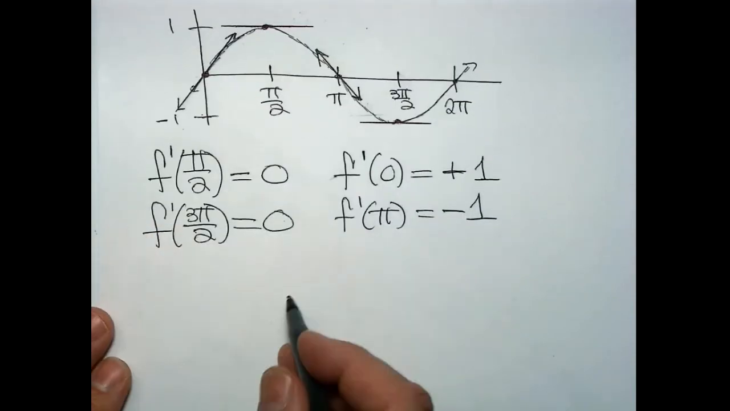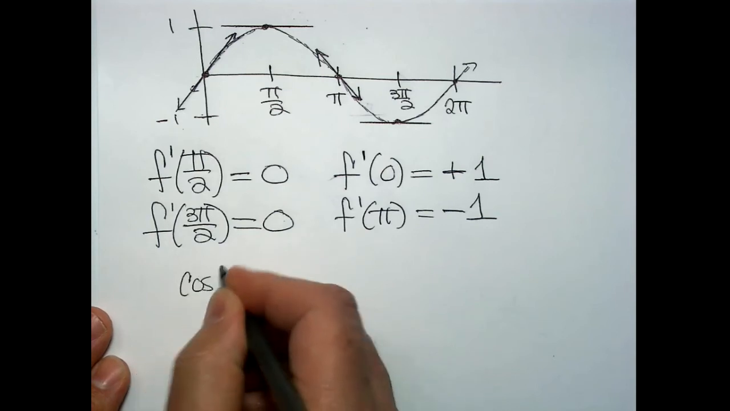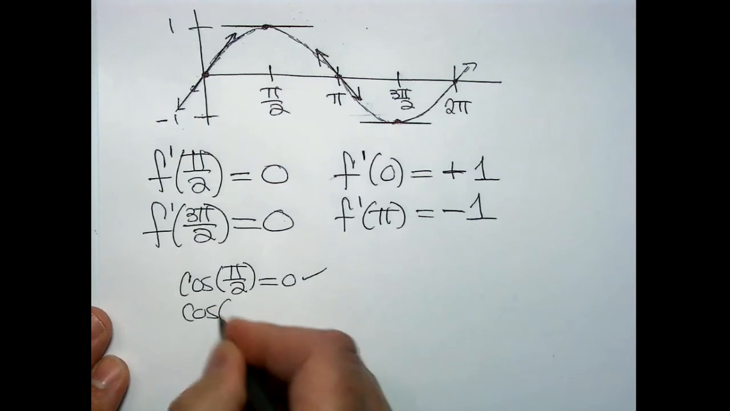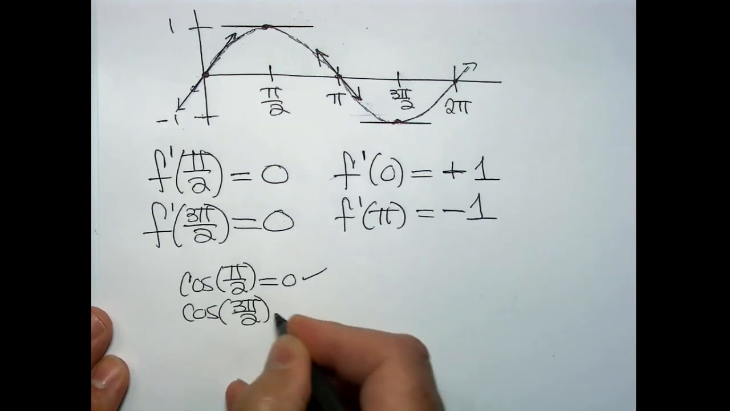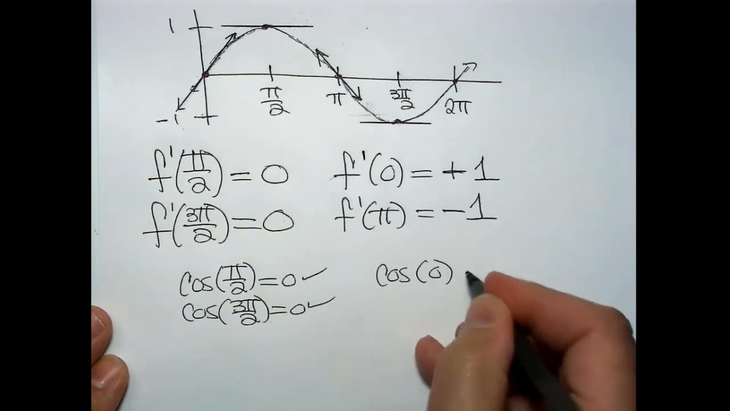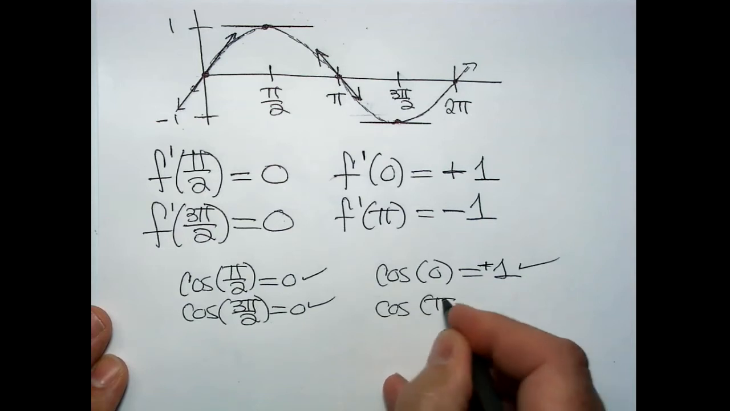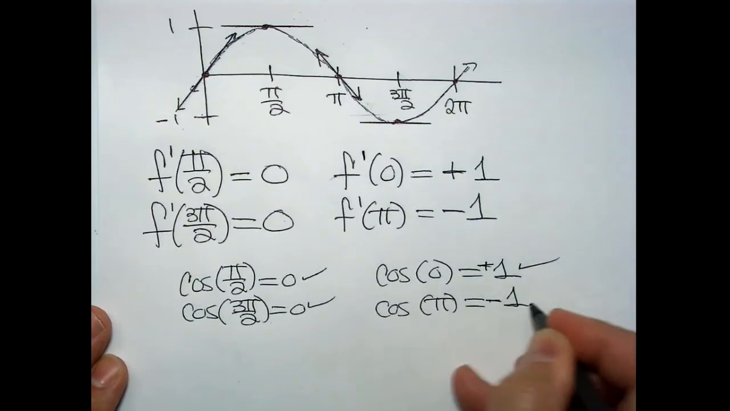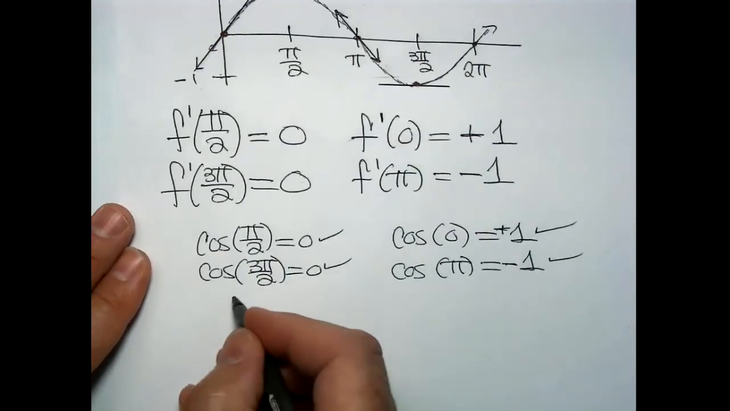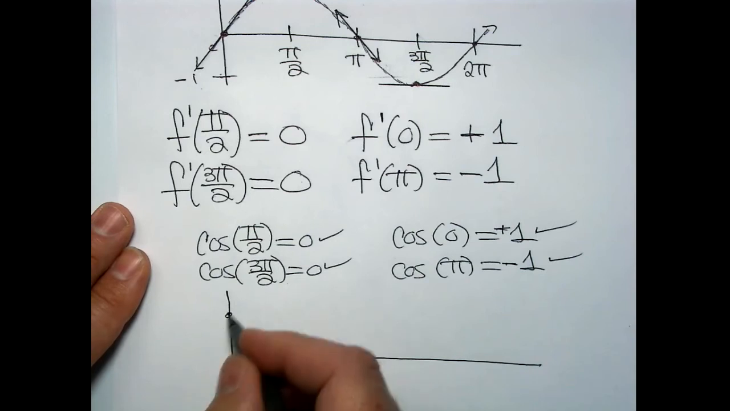What function would do all this for you? The function that would do all of this for you is the cosine. The cosine of 90 degrees is 0. The cosine of 270 degrees is 0. Check. Over here, the cosine of 0 is 1, positive 1. And the cosine of 180 degrees is negative 1. That's a check. That's all true, because if you look at the cosine curve, you'll see all of that.